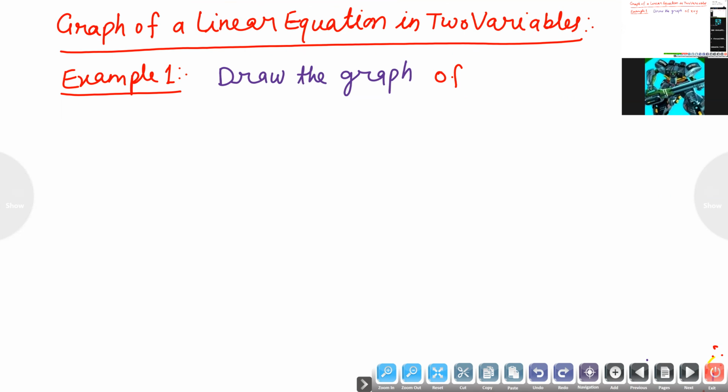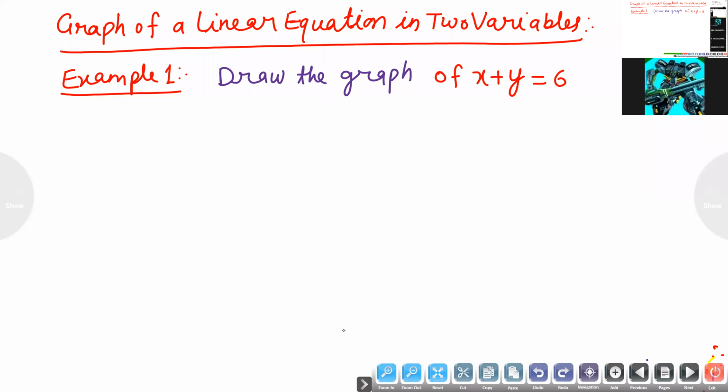x plus y is equal to 6. This is a linear equation. Why linear equation? Because the degree of the variables is 1. After that, this is a linear equation in two variables. Why? Because x and y, two variables, we are using here. Now we can say x plus y is equal to 6 is a linear equation in two variables. We want to find out the values, and after finding the values, we want to plot the graph.